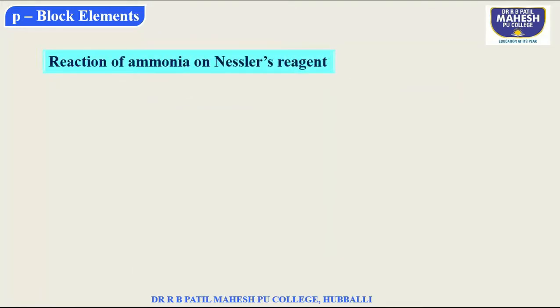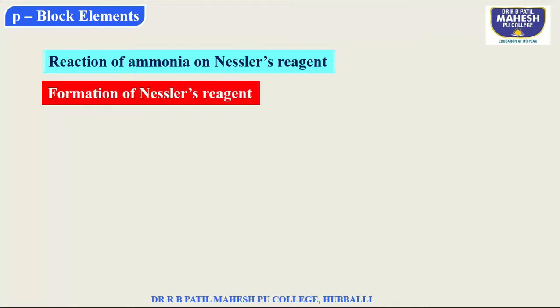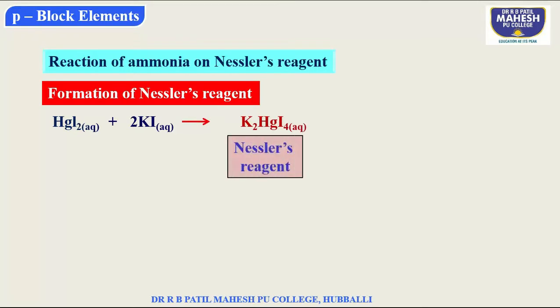Reaction of ammonia with Nessler's reagent. Formation of Nessler's reagent. When potassium iodide is treated with mercury iodide, we are going to get K2HgI4, dipotassium mercury tetraiodide, as a product that is called Nessler's reagent.